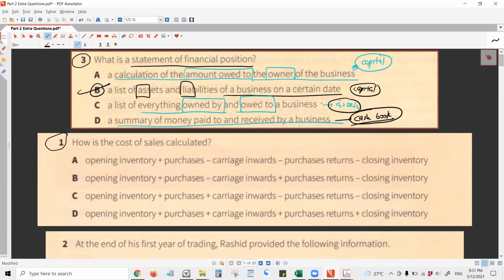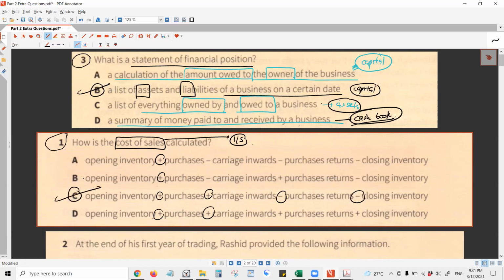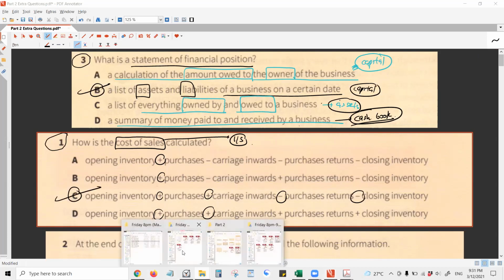Okay, question 1. How is cost of sales calculated? This is about the income statement cost of sales section. So you have to know what number you have to plus, what number you have to minus. We have to plus purchases. This is correct. You have to plus carriage inward. You have to minus purchases returns. You have to minus closing inventory. Answer is C.